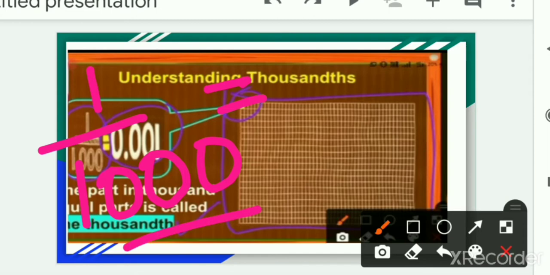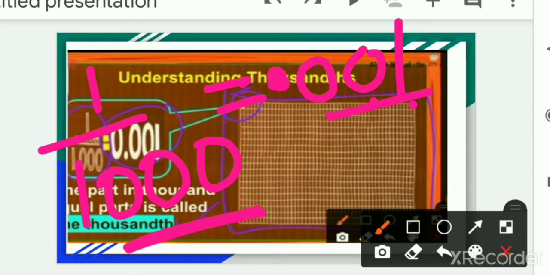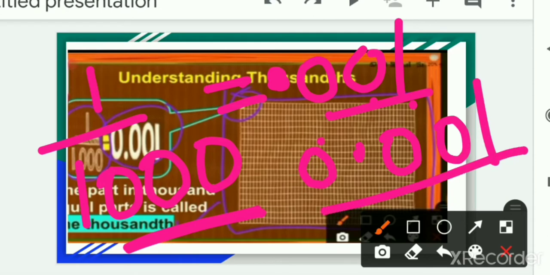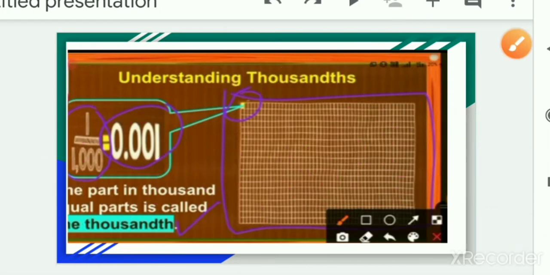We need 3 digits, and we have only 1 digit in the numerator, so we can put zeros here. Now we have 1 digit, 2 digits, 3 digits. How many zeros are here? 3 zeros, so we have 3 digits. We will make a point in front of this, so our answer will become 0.001. It will look nice if we put 0 in front of the point, so it will be 0.001. 1 part in 1000 equal parts is called 1 thousandth.